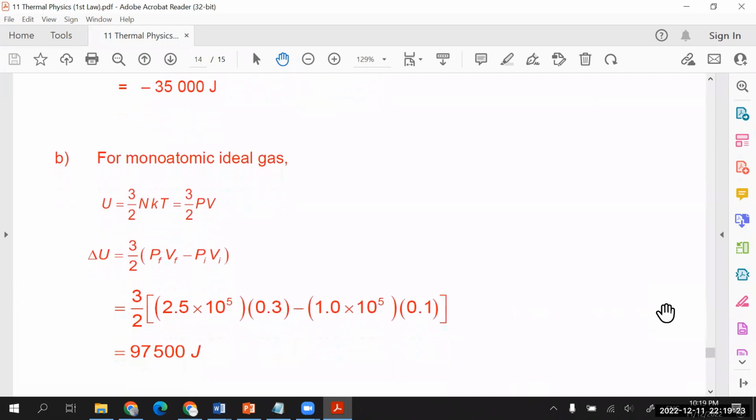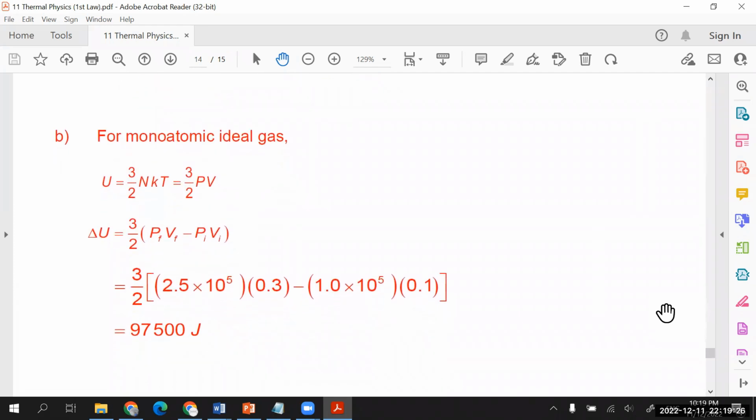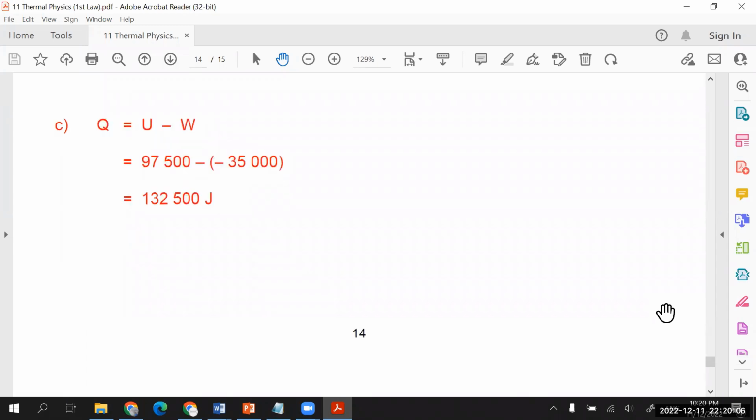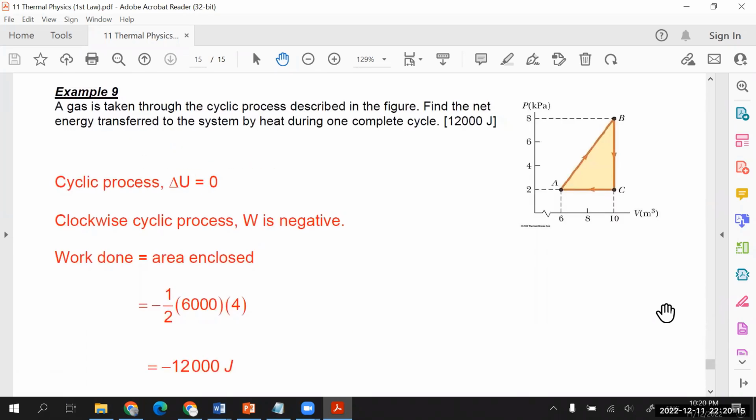Change in internal energy. For a monoatomic ideal gas, we know that U is 3/2 NkT. And we also know that NkT is equal to PV. Therefore, U is equal to 3/2 PV. So the increase in internal energy will be 3/2 (P final V final minus P initial V initial). So delta U is 97,500 joules. So for part C, Q is 132,500 joules.